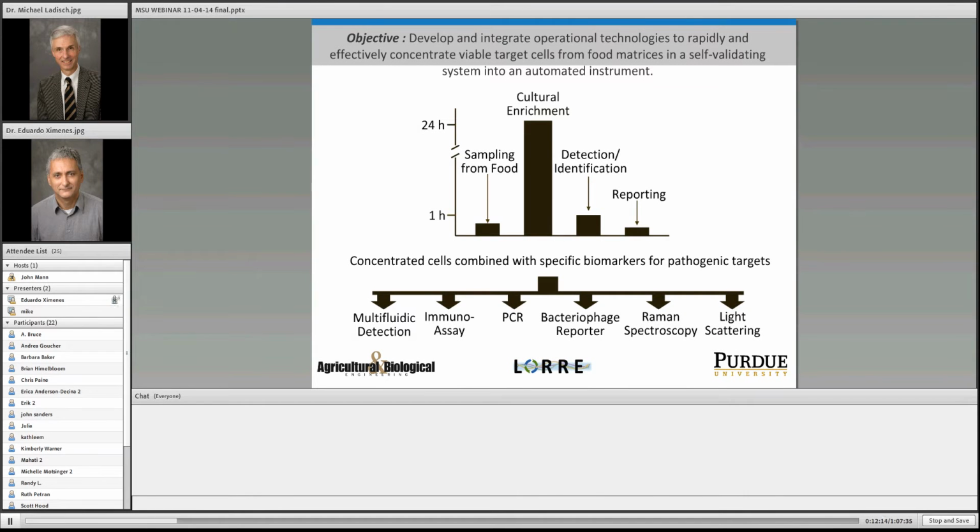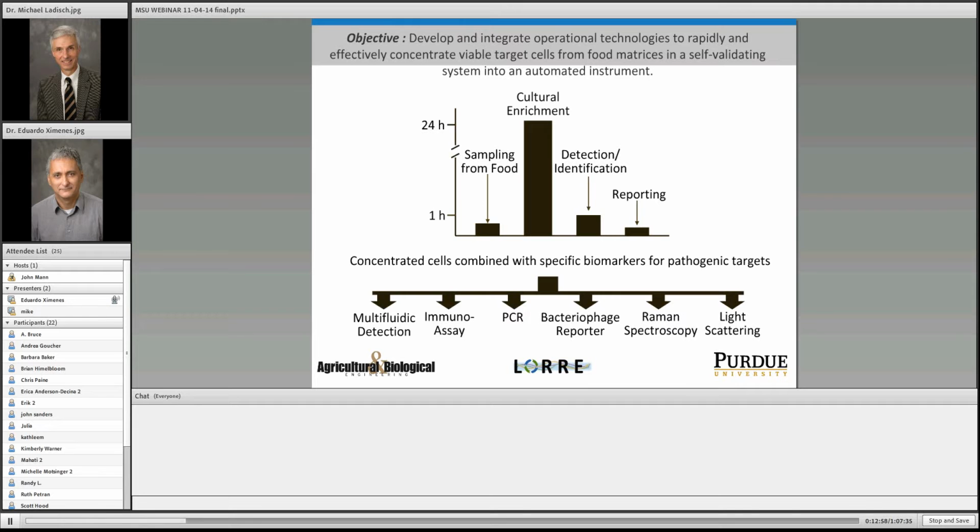So in this graph here, it's very clear that the major time-consuming step for the process of pathogen detection in contaminated food is the cultural enrichment. It can take 24 hours or more. So the goal with our approach is to reduce time for cultural enrichment, either to reduce time or eliminate, depending on the food to be analyzed and the concentration.